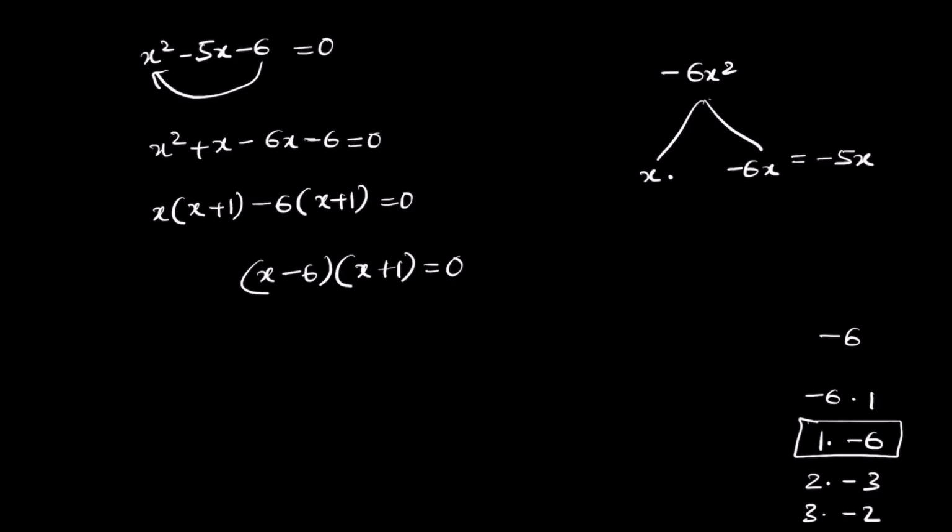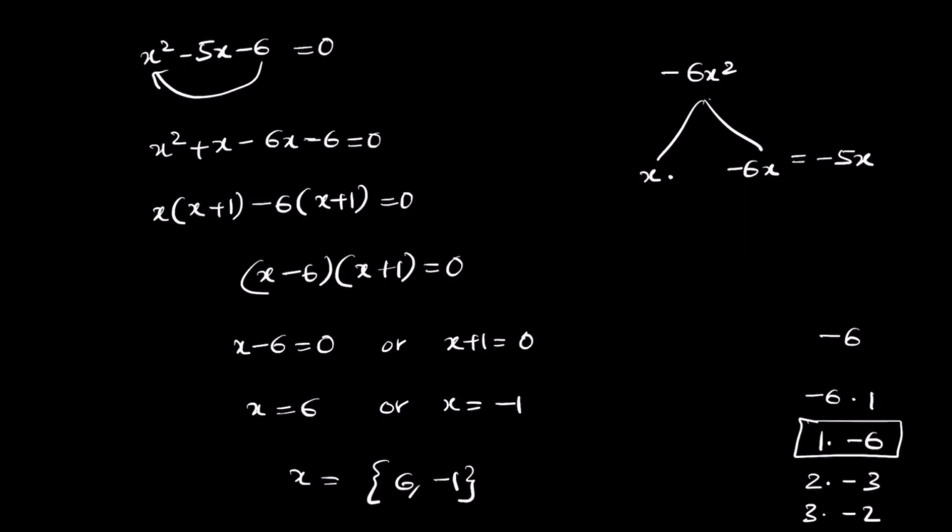So again, zero product property. x minus 6 equal to 0 or x plus 1 equal to 0. So x is 6 or x is negative 1. So x is the set of 6 comma negative 1, or let me write it in the right format, negative 1 comma 6. These are the answers for the given quadratic equation.